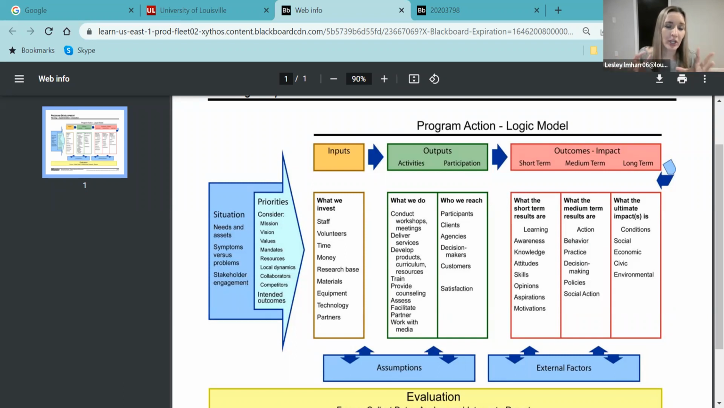So how is your logic model going to assist with the evaluation design? That's really going to be in your outcomes. So what are you going to measure? How are you going to conceptualize looking at change?